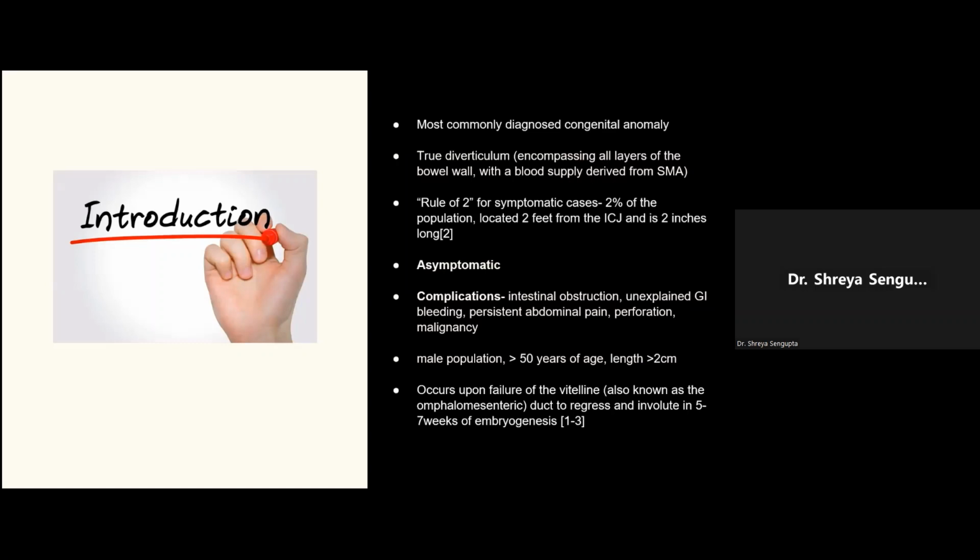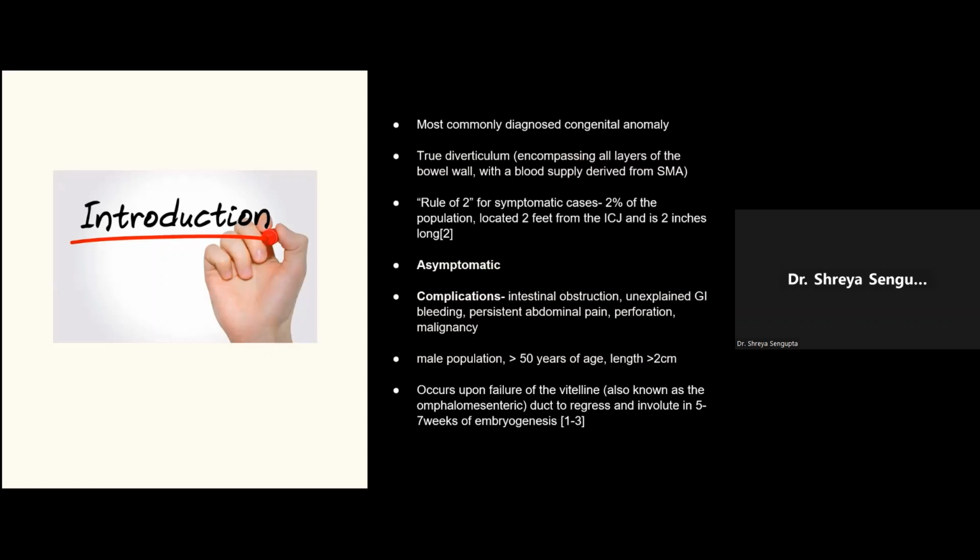Now, Meckel's diverticulum has a rule of 2, which means it is present in 2% of the population, located 2 feet from the ileocecal junction, and is 2 inches long. Now, this is what we all know so far. Also, most of the cases are asymptomatic.